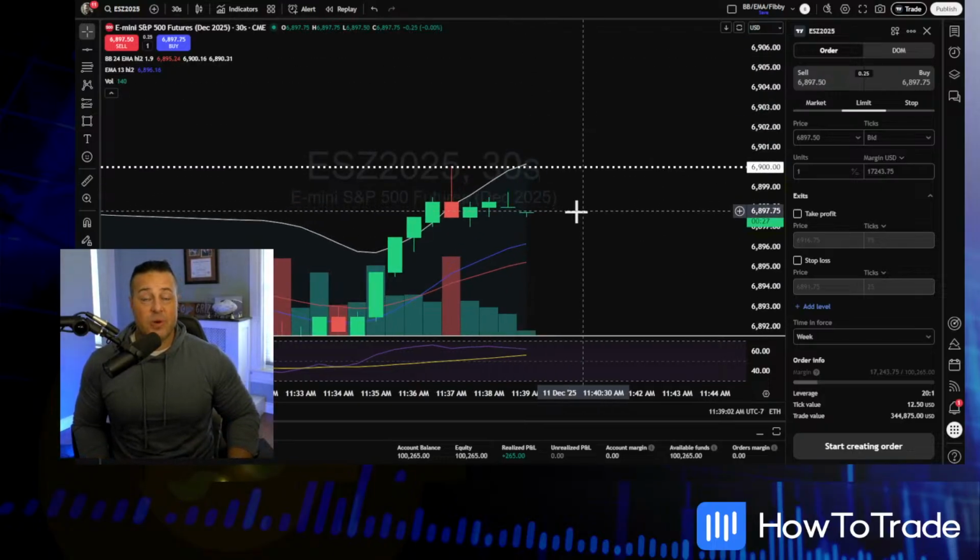So if this is going to be a trend day up for the E-mini S&P 500 futures, you will break that level and you'll go higher. If that level holds, you could be looking at a top.